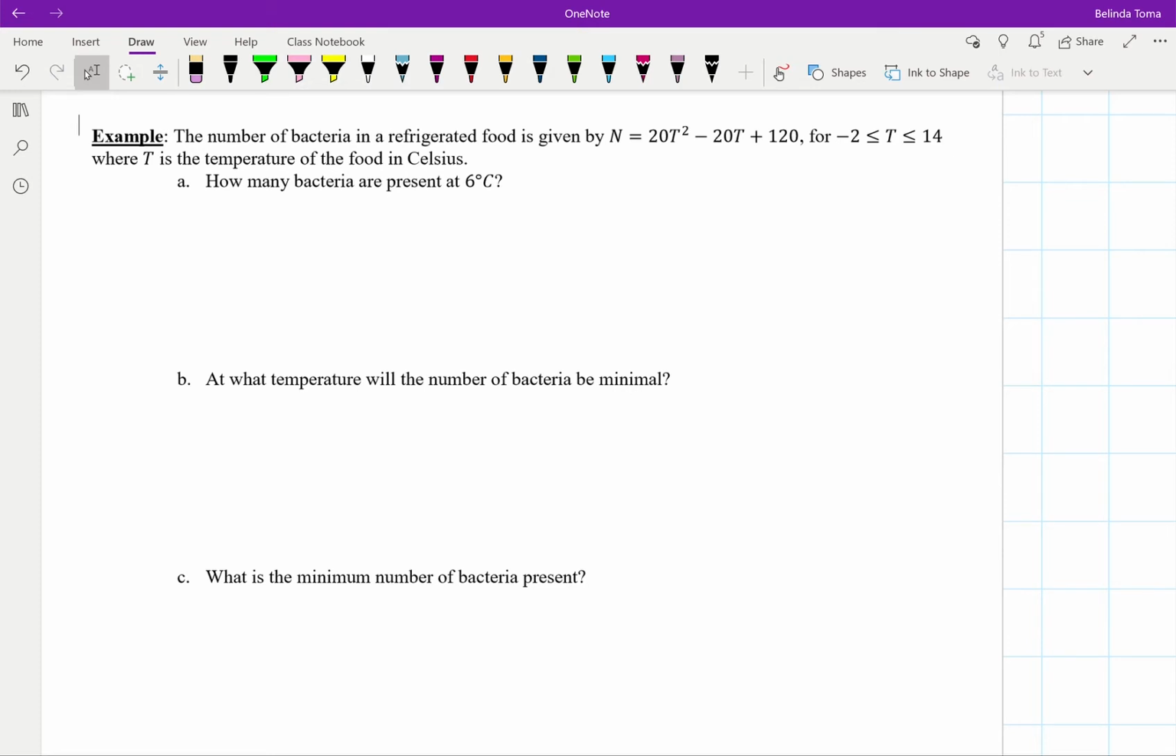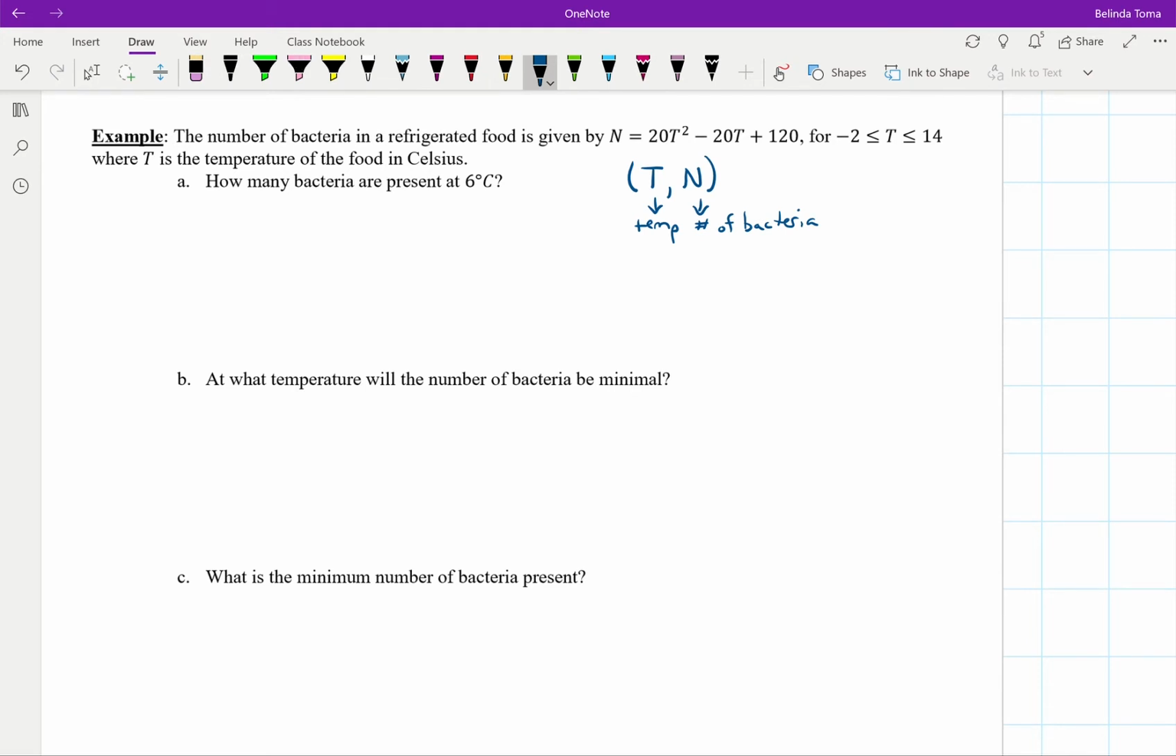So what you want to know from something like this is, again, what's the X and what's the Y, or what's the domain and what's the range. So in this function, we're putting in temperature and we're getting out the number of bacteria. And again, it's important when you look at functions to think about the domain and the range. In other words, what are you putting into the function and what are you getting out?